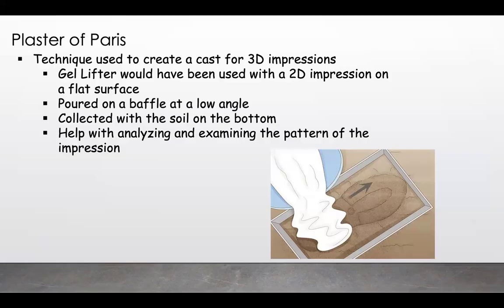This is the one that we used for our shoe print because it was a 3D impression in dirt. We used paper as our baffle just so that the mix would not go through, causing pressure on the impression and messing it up. We laid it flat and then we went through with another layer so that it was evenly centered. And then we waited an hour before collection.